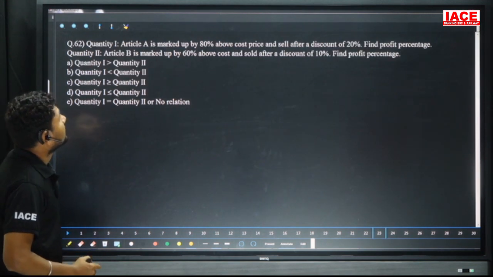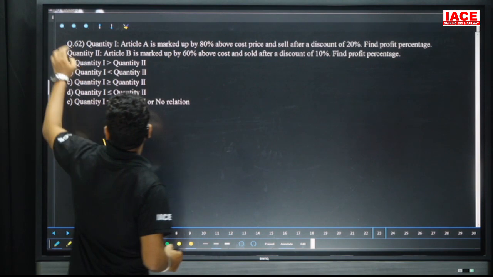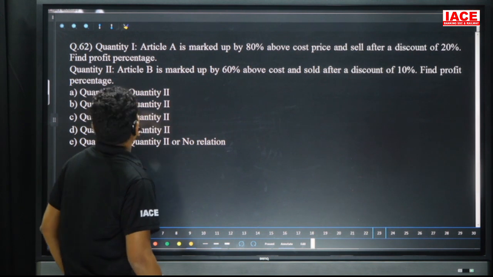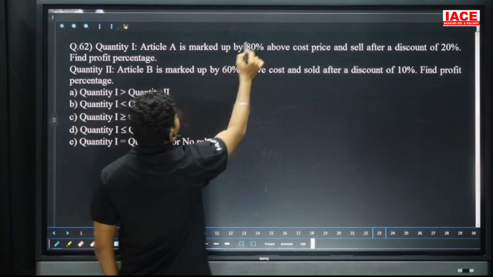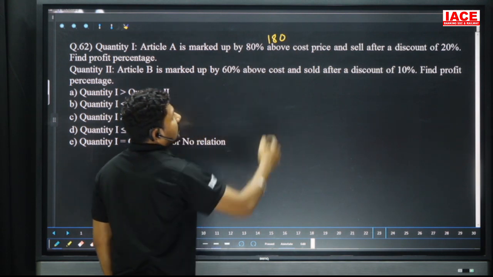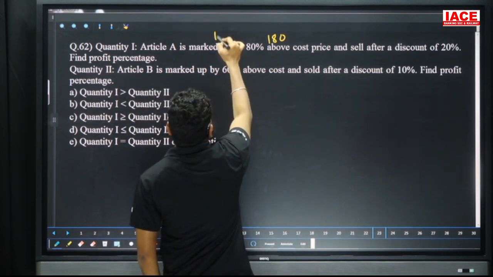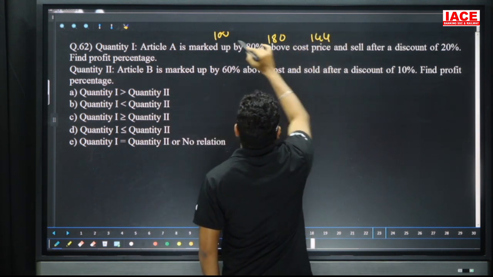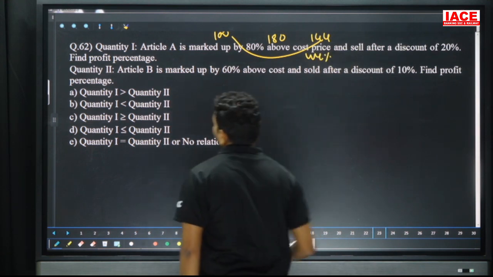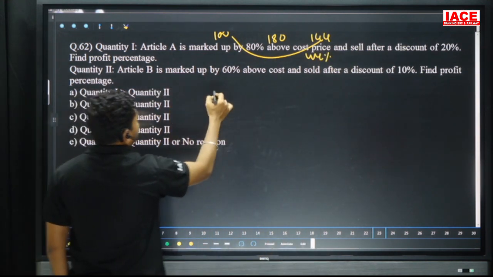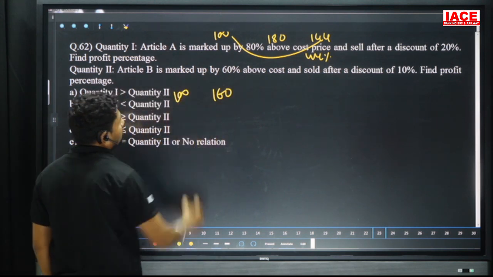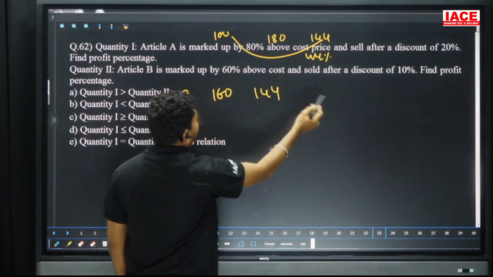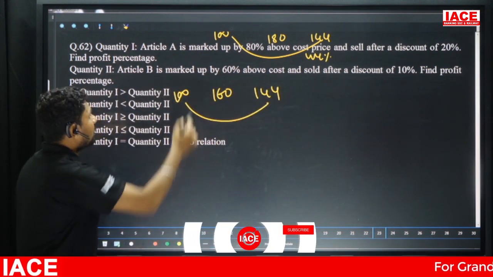Next, article A is marked up by 80% over cost price and sold after a discount of 20%. Find profit percentage. Cost price is 100, marked up to 180, 20% discount gives a sold price of 144. How much percentage profit? 44% profit. Next, article B is marked up by 60% over cost price 100 and sold after a discount of 10%, which is equal to 144. Find profit percentage, here also 44. Both are equal.